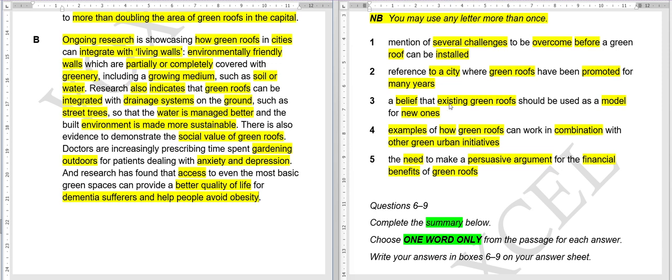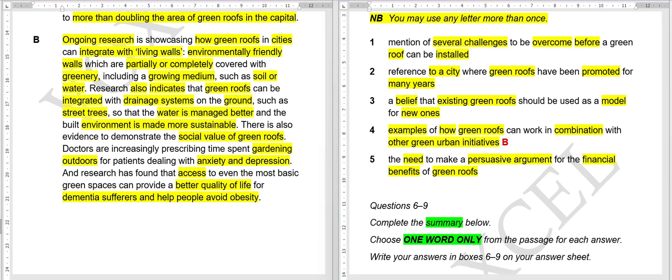Again, is there any mention that we can use the present green roofs to make newer ones? Again, there is no mention of making new ones or something like that. Fourth, are there any examples of how we can use green roofs with other green urban initiatives? Yes, there is. So the answer to this particular paragraph is question 4. Answer is paragraph B.